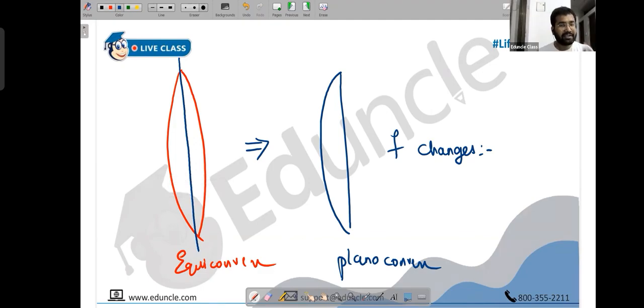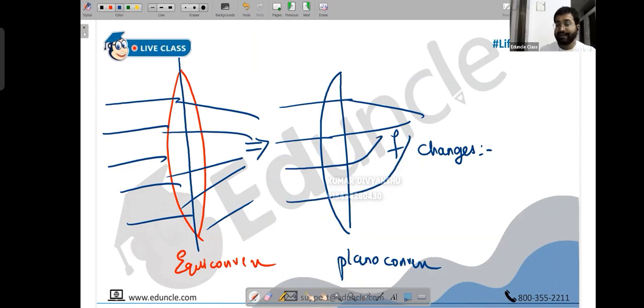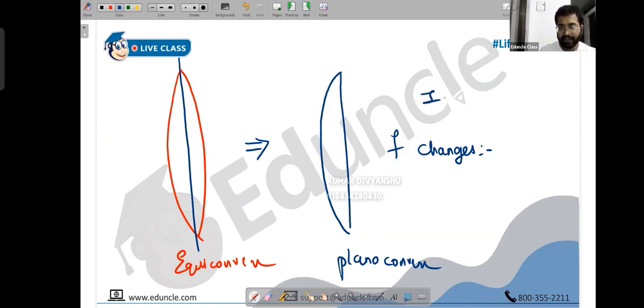Intensity will not change. Amplitude will not change. Why? Because the amount of light which is going to be refracted doesn't change; as much light as was reflecting earlier is still going to reflect. Okay, so intensity will not change, amplitude will not change. Intensity is directly proportional to amplitude squared. But focal length changes. So the focal length will change, obviously image position will change, and the height of the image will change.